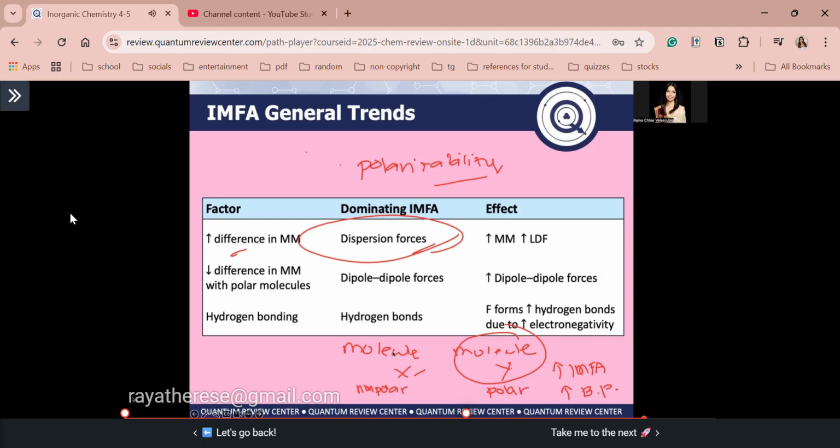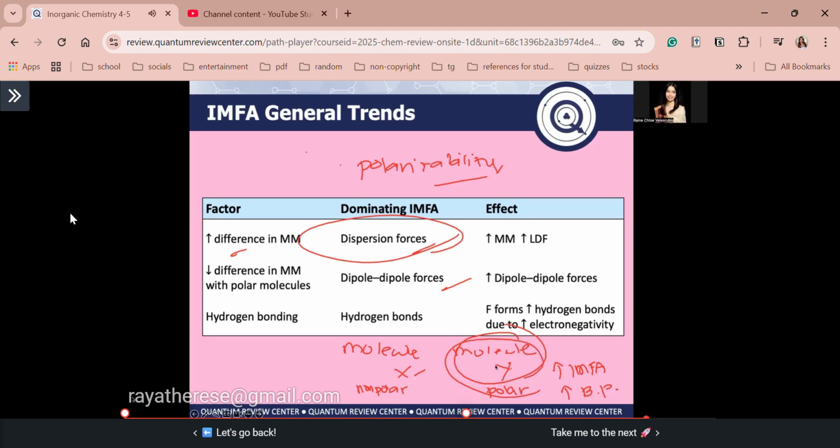Next, what if molecule X is non-polar and molecule Y is polar, and the difference in their molar mass is small, let's say around 0 to 3 grams per mole? Or let's say they have the same molar mass. Okay? Now guys, dispersion forces will no longer dominate. The dominating IMFA is the dipole-dipole forces. So between them, which has the greater IMFA strength? Of course, the polar molecule Y.